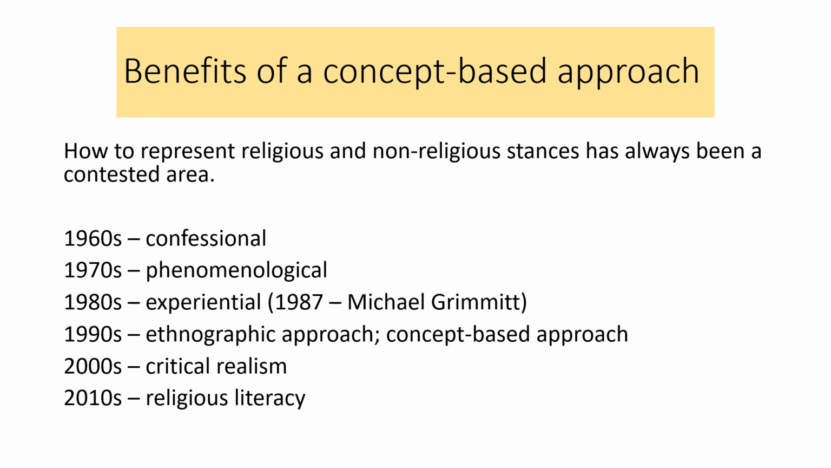In 1987, a really key work came to the fore, and that was Michael Grimmitt's work on RE and human development. And his approach was really influential in the subject because he thought that there needs to be this balance between learning about different religions and worldviews and also learning from. And it shouldn't just be a case that we learn about in terms of knowledge of key dates and events within religions, there should also be a space for pupils to reflect on what they learn.